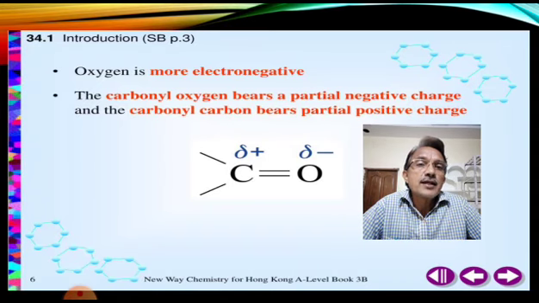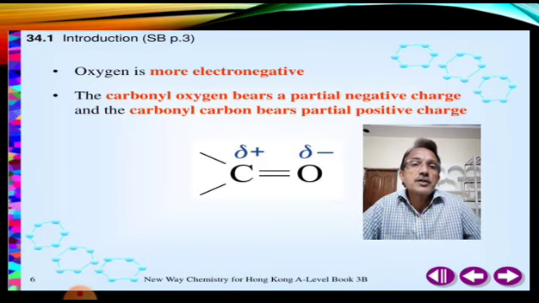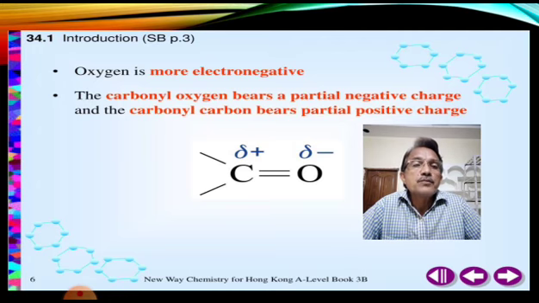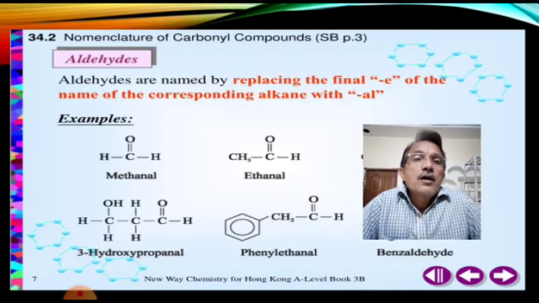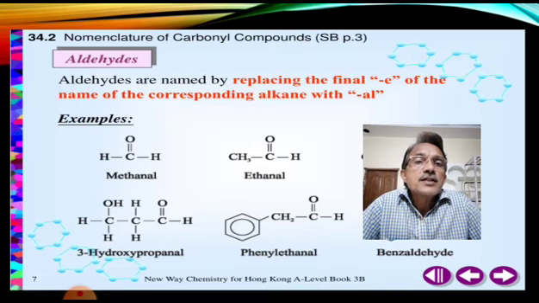Due to the high electronegativity of oxygen, the bonded electron pair between carbon and oxygen will be slightly shifted towards the oxygen atom. Due to this, carbonyl oxygen gets a partial negative charge and carbonyl carbon gets a partial positive charge. So, the C=O group present in aldehydes or ketones is a polar group. Now we shall discuss the nomenclature of carbonyl compounds.